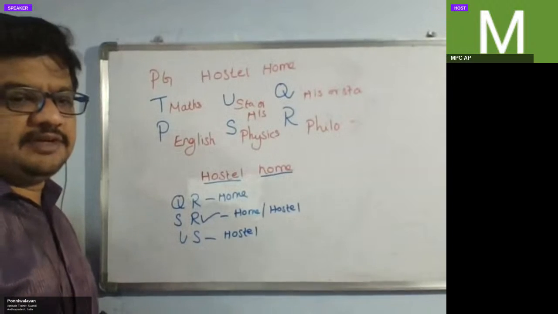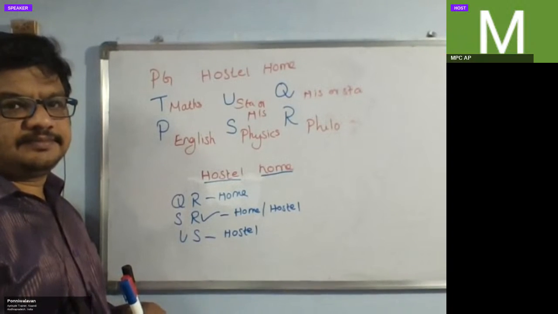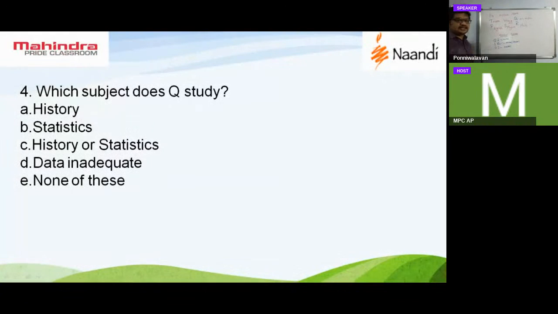Okay, important question. Tell me the answer. Which subject does Q study? Yes, it is history or statistics. Because for Q we don't have the exact information, so it is history or statistics.